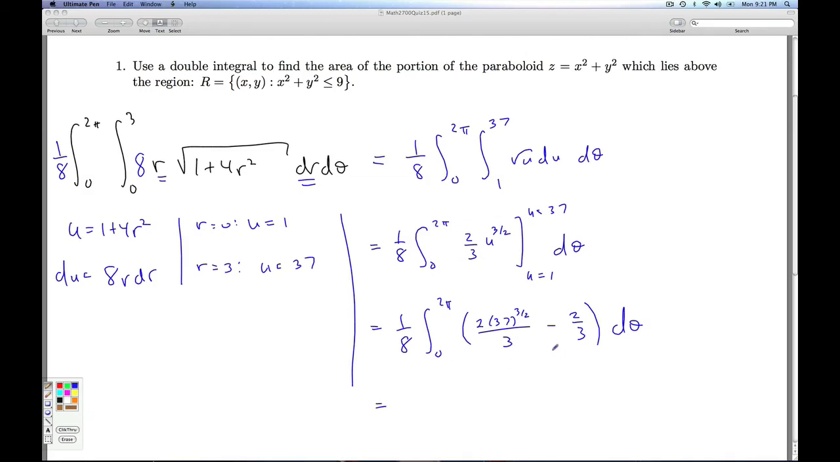And so let's see what I can do here. The integral 0 to 2 pi of a constant d theta, I'm just going to be multiplying this by 2 pi. 2 pi times 1/8 is pi over 4. I'm going to multiply that. I'm going to have a pi over 12 times 37 radical 37... wait a minute, I can factor another 2 out. Make that pi over 6 times radical 37 minus 1. So that's the actual surface area of that paraboloid. So that'll do it then for number 1.